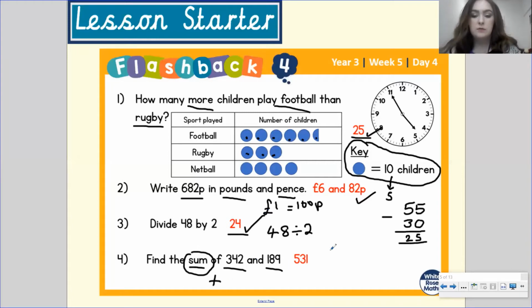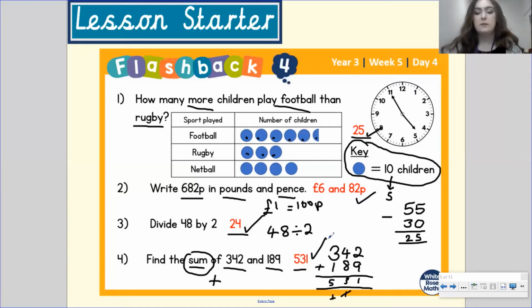So here you need to have done 342 add 189. Then you would have added them together. So 2 add 9 makes 11, and you carry the 10 over here. 4 add 8 makes 12, add 1 makes 13, carry the 100 over, and then 3 add 1 is 4, add 1 more is 5. So your answer should be 531. Give yourself a tick if you got that correct.